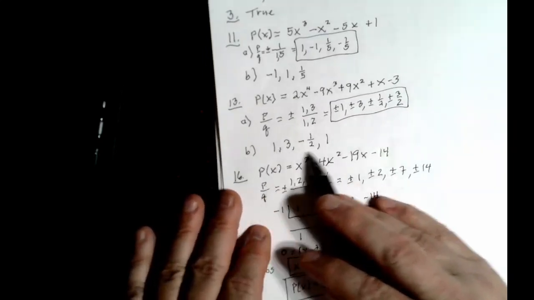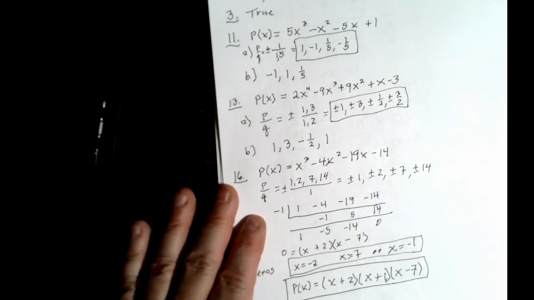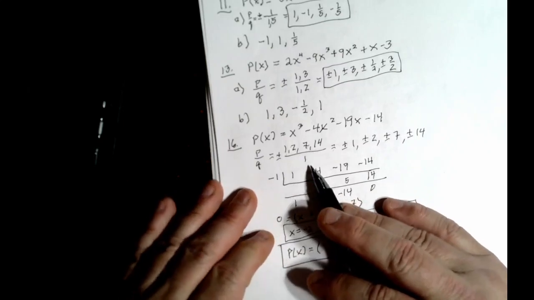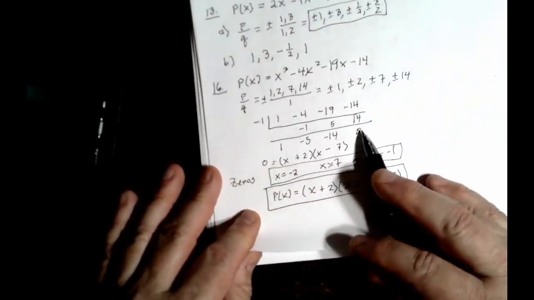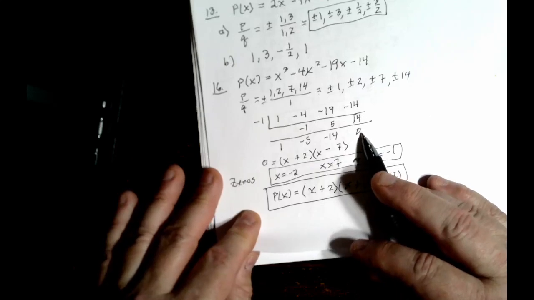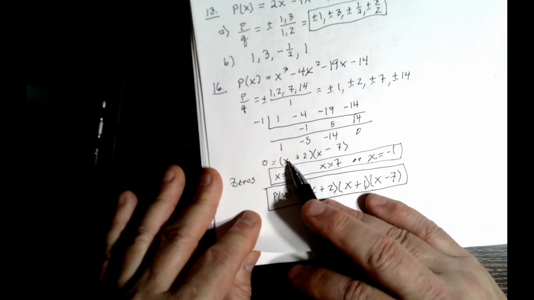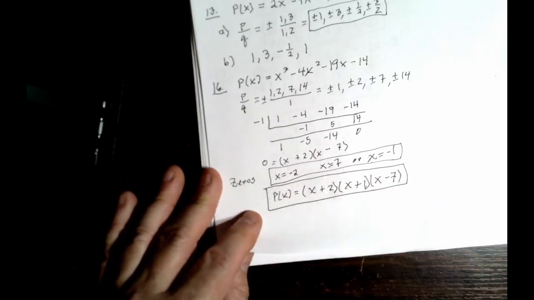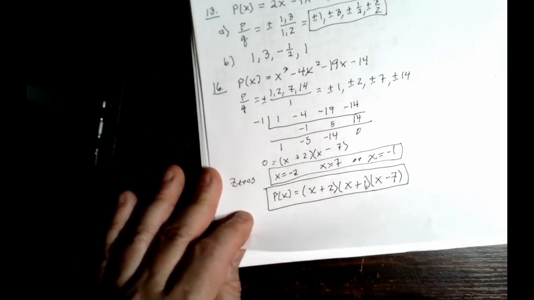Now how do they know that 1 shows up twice? Because the graph bounces at 1. That's how we know. Okay, in this one, all factors of 14 over all factors of 1, 1, 2, 7, and 14. We tried minus 1, and it worked. So now we had degree 3, so now this has to be degree 2. 1x squared minus 5x minus 14, which factors to this. Set each one to 0, and now you've got your zeros, and that's how it factors.